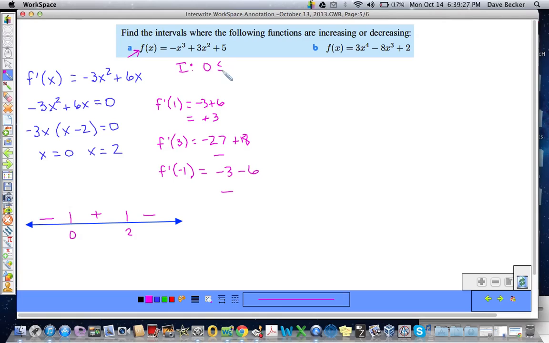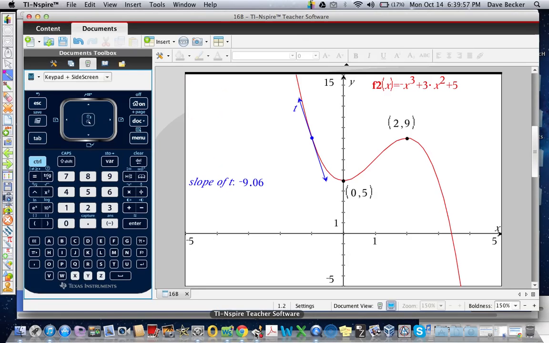0 less than or equal to x less than or equal to 2, and it's decreasing, negative infinity less than x less than or equal to 0, as well as 2 less than or equal to x less than or equal to positive infinity. Okay? And I have this all queued up and ready to graph. Or not ready to graph, it's already graphed on the Inspire here.